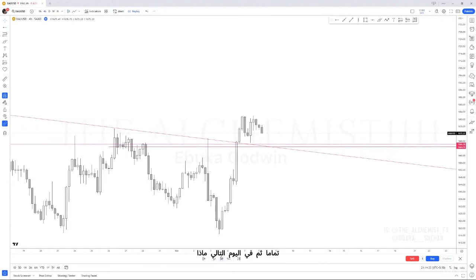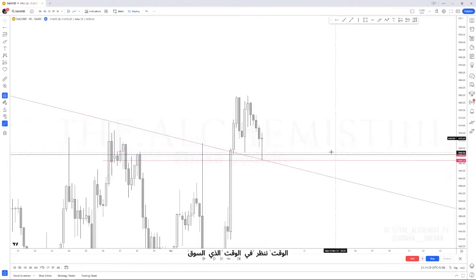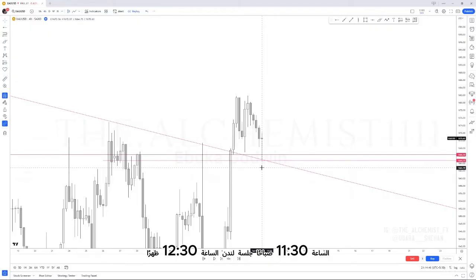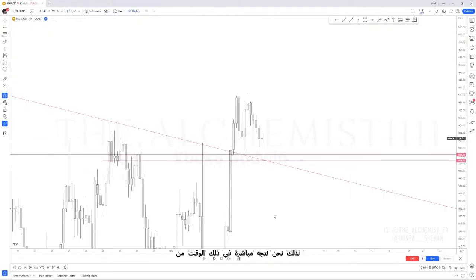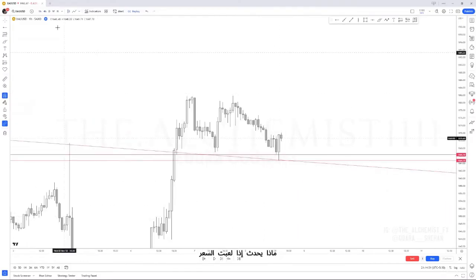And then the next day, what happened? So comes right here. Look at the time. Look at the time when the market taps it. That's the most important thing. London open. London kill zone at 11:30 a.m. London session at 12:30 p.m. So there we go. Right at that time of the day. It taps. Can you see it? Taps. And then what happens?